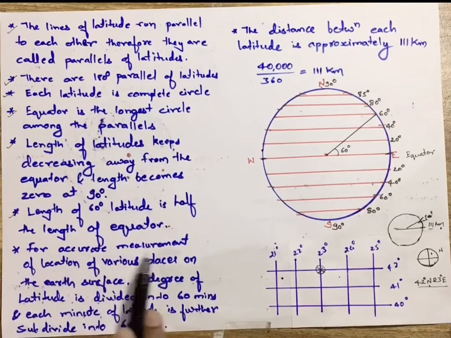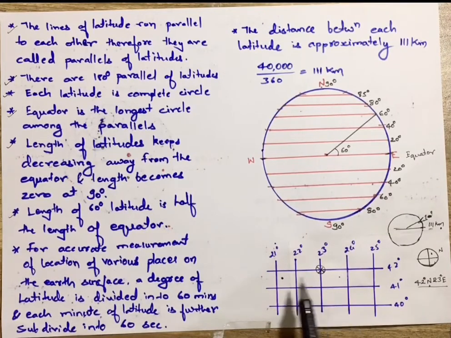For accurate measurement of location of various places on the Earth's surface, a degree of latitude is divided into 60 minutes and each minute of latitude is further subdivided into 60 seconds. Students, we will just go through this and see what this is all about. Now we'll see, 1 degree is further divided into 60 minutes, right? We just read it; now what it is exactly, we'll see.